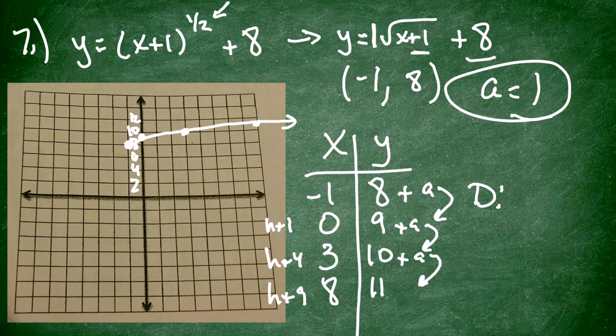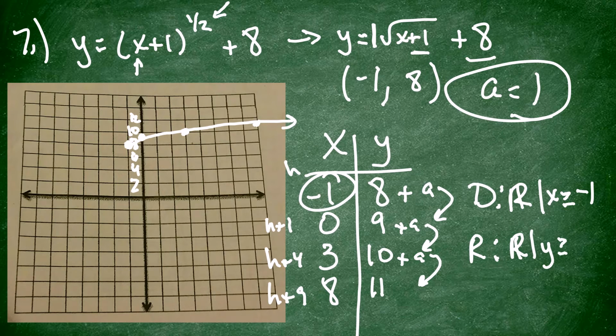So domain is all the reals such that, now I'm going to use h. So h is going to the right, so I say x is greater than negative 1. Also, if you see that x is positive, that's another way to say that it's greater than. Range, all the reals, such that y is greater than or equal to k, so I put 8 there. Another way to know that it's greater than is because a is positive. And that's it for 7.